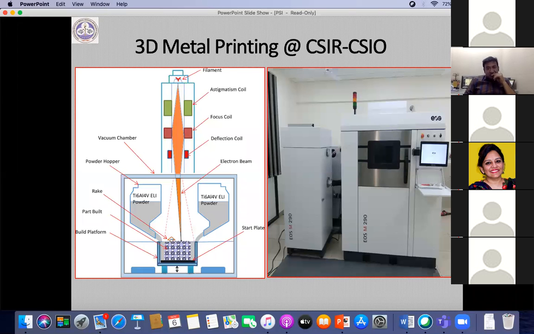The right side shows the actual machine which CSIO has. Now CSIO is in Chandigarh. It is Central Scientific Instrument Organization, which comes under the Council of Scientific and Industrial Research, CSIR. And if I'm not wrong, CSIR comes under the Defense Ministry, if I'm not wrong. So this is the machine from which our PSI had been manufactured. The machine costs approximately 8 crore to 9 crore, I guess. And this is a German-made EOS machine.